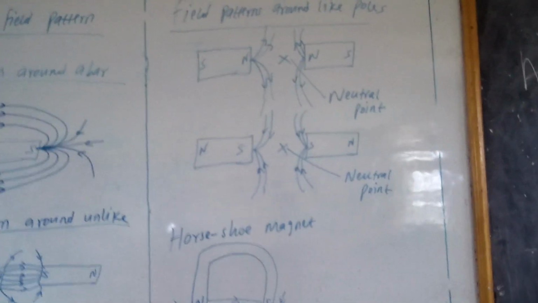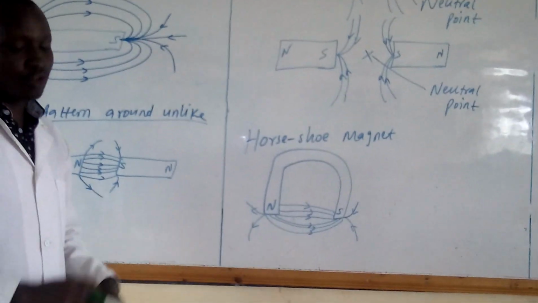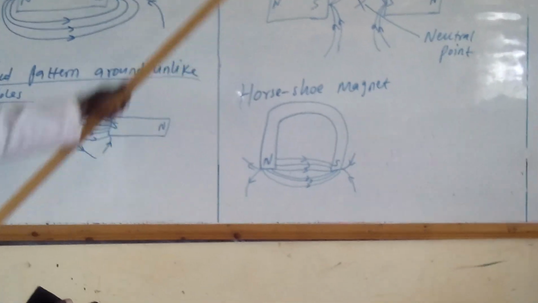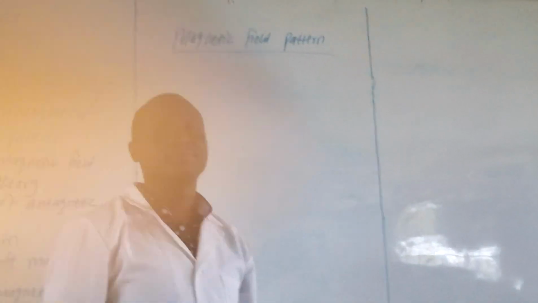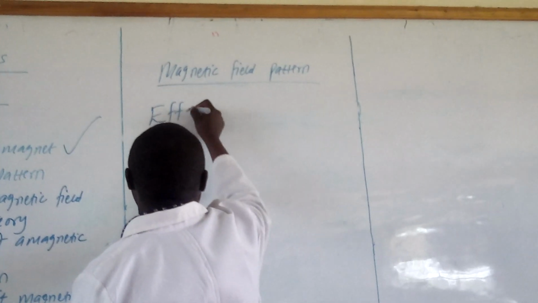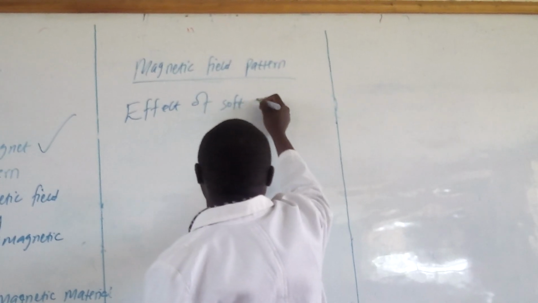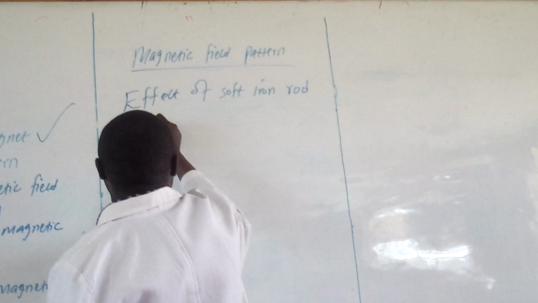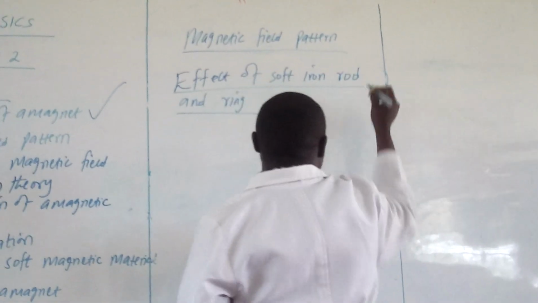Next is the effect of soft iron rod and ring. So we will now see the effect of a soft iron rod and ring.